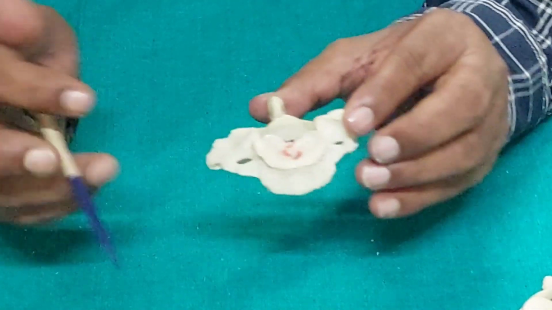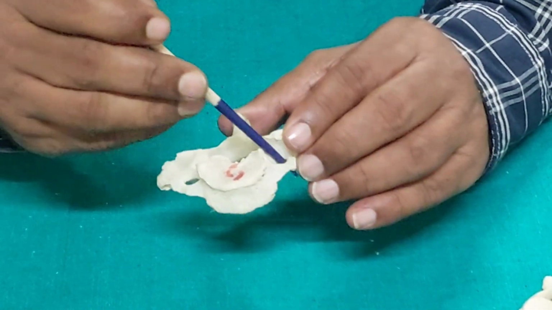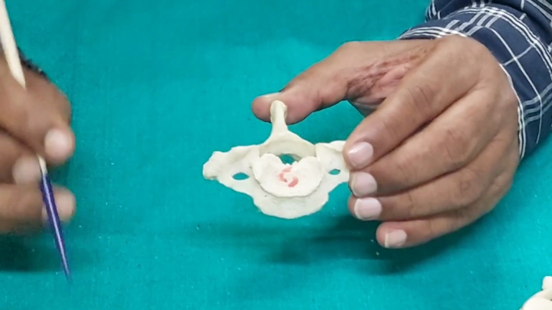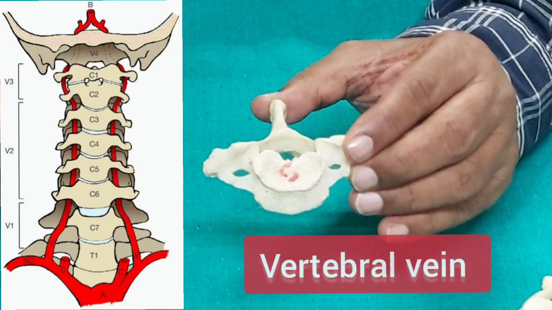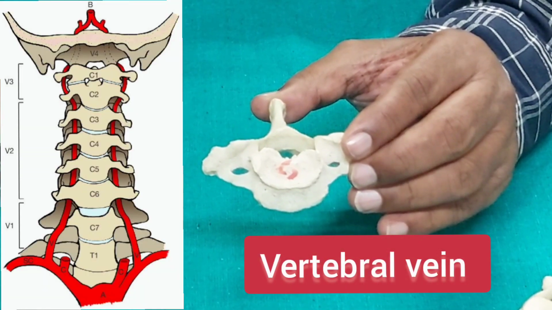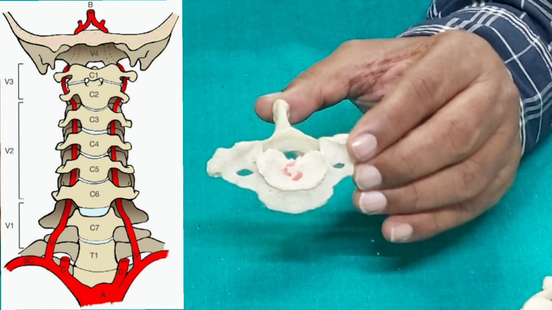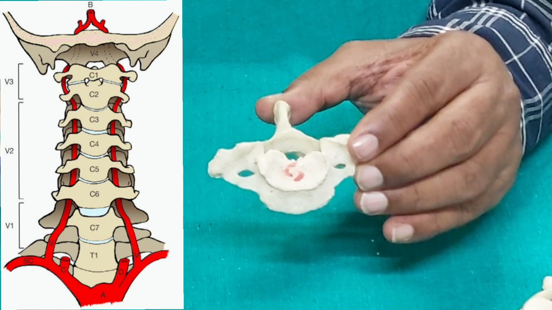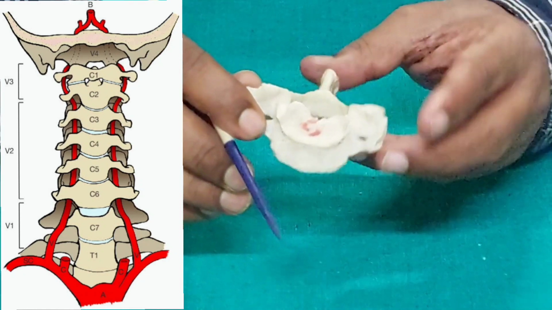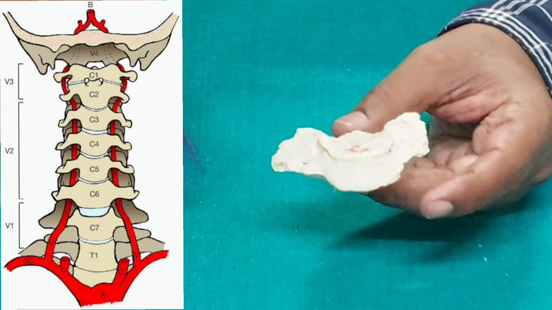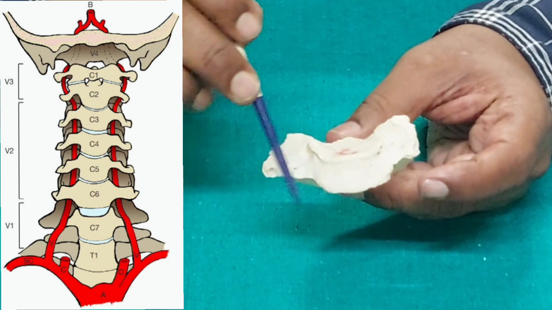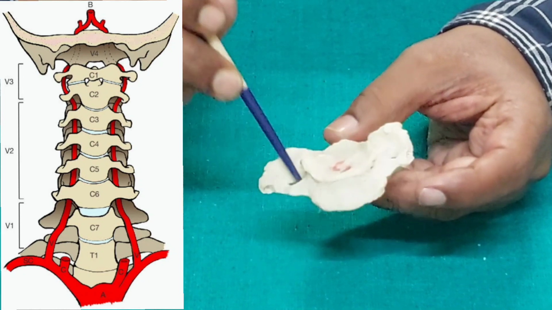But the question is asked, what structures pass through the foramen transversarium? The answer is vertebral veins, not the vertebral artery and sympathetic plexus like in the foramen transversarium of the other vertebrae from C1 to C6. The vertebral artery and its plexus pass in front of the transverse process, not through the foramen transversarium.